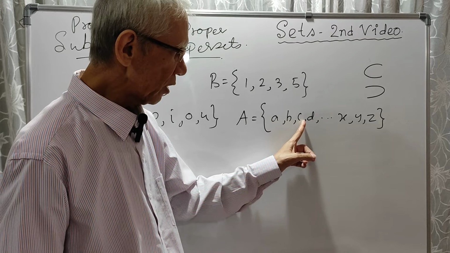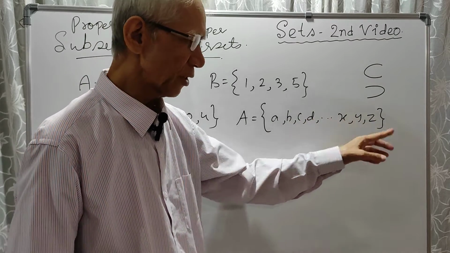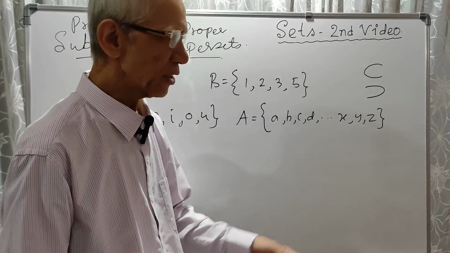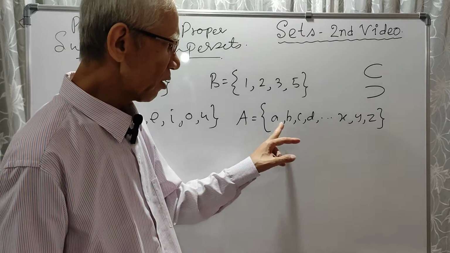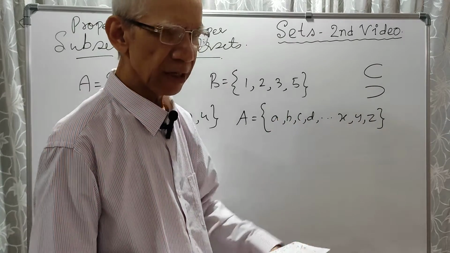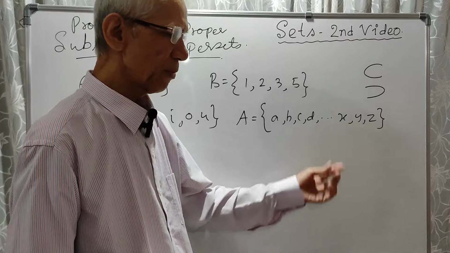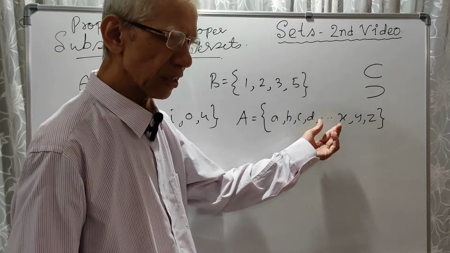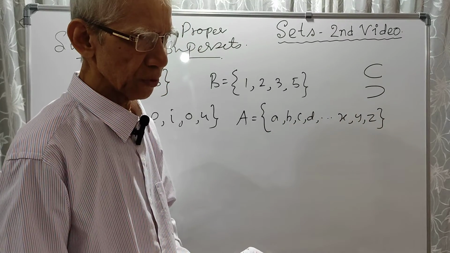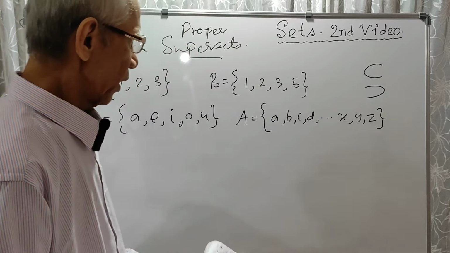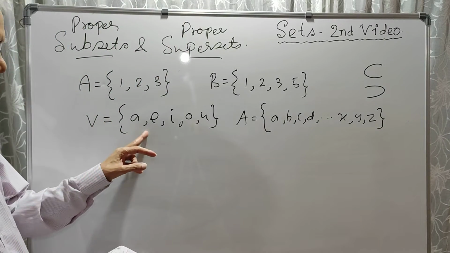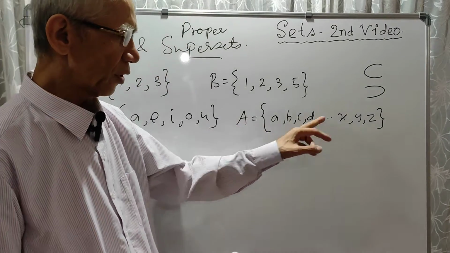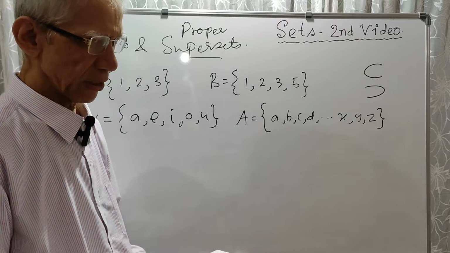So A, B, C, and then 3 dots and then X. That means in between there are the other letters. It is understood. Do not think this has only 1, 2, 3, 4, 5, 6, 7 elements. It has all the 26 elements. In between those, we are not writing because it will be too long. So note this method of writing. So V is a set of all the vowels and A is a set of all the English letters. A is a set of alphabet.